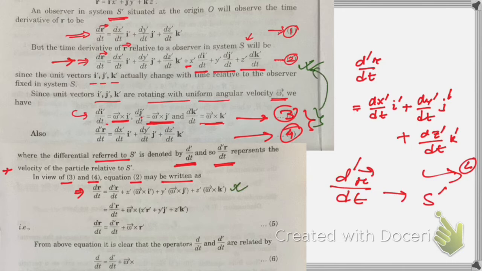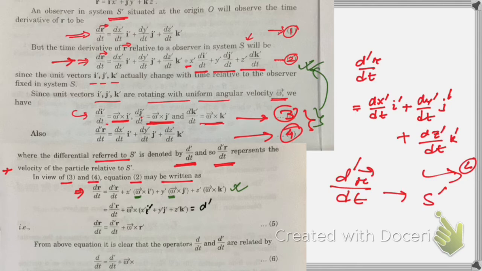This can be simplified as this. Here you can take omega cross common, omega cross x dash i dash, y dash j dash, z dash k dash, you can write this. I think there is a printing mistake here: rather than writing r dash, it should be i dash. So let me rewrite this relation, since it is a printing mistake.